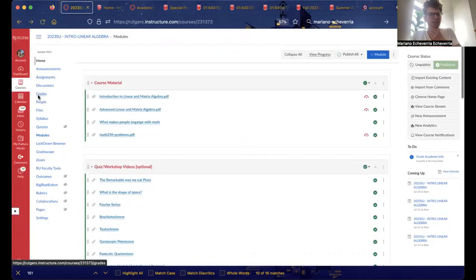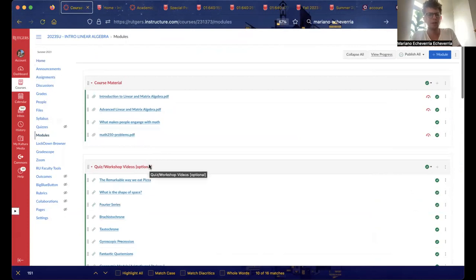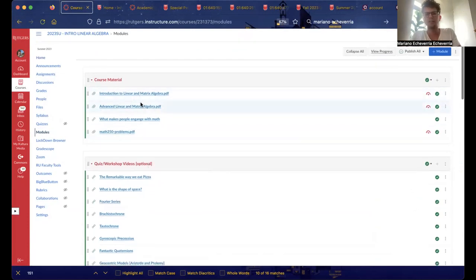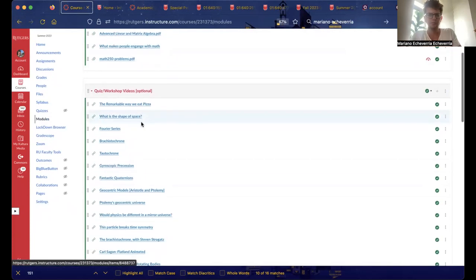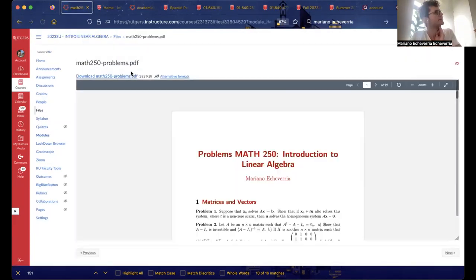On the modules, here you can see some of the stuff I have posted. These are the references that I was referring to. That's also another reason why you don't have to have an official copy of the book.